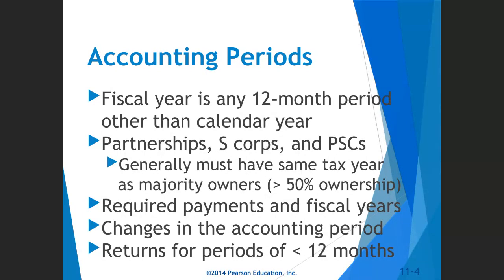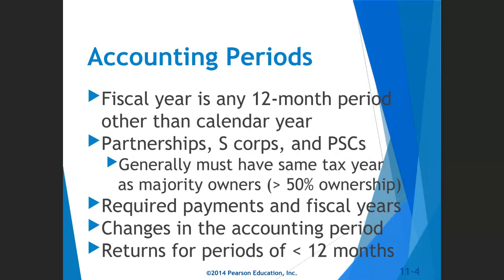So, accounting periods. فيما نستخدم الفترة المحاسبية. What is the use of the annual accounting periods? What do we use it for? So, a period on the basis of which the taxpayer keeps its books and records and computes income and expenses. This is the accounting period, which is ordinarily 12 months, either the calendar year or the fiscal year.